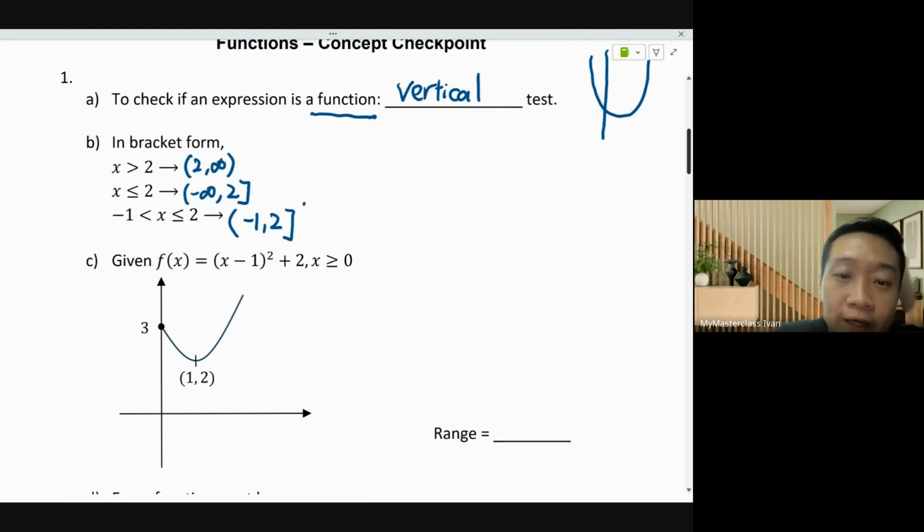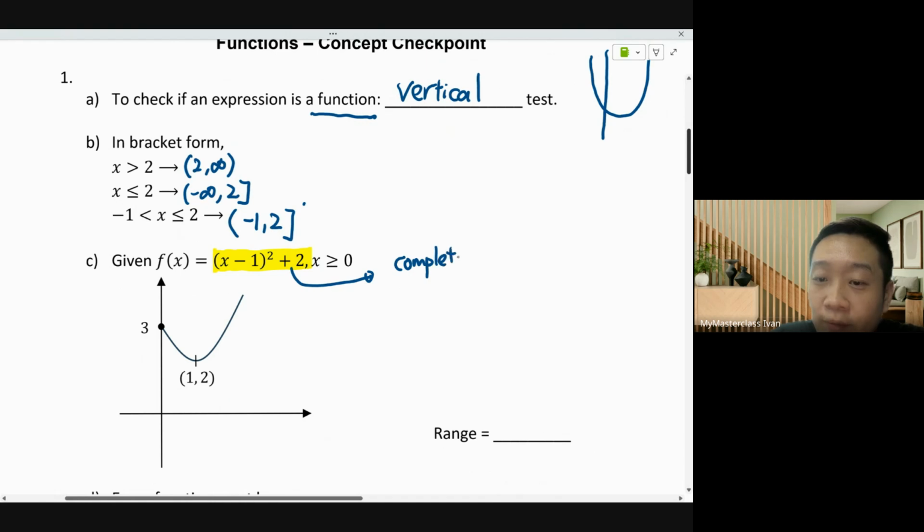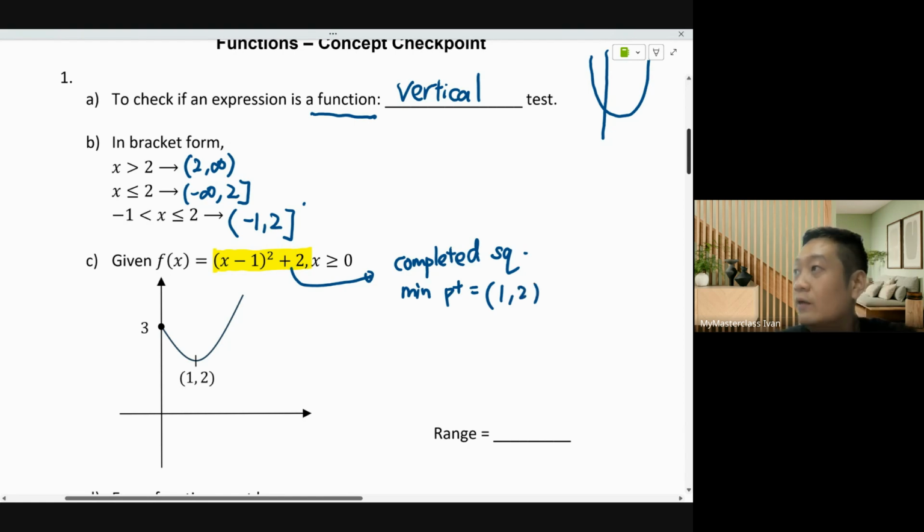What can you tell me about this? This is a what form? Very good. This is a completed square form. A completed square form tells you what, Isaac? That's why this one you must know. The minimum point is at where? Tell me. Yeah, there. That's why you must know.